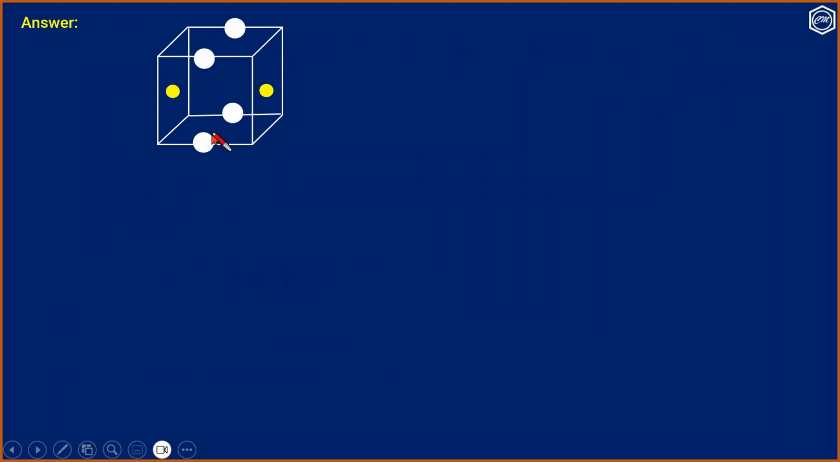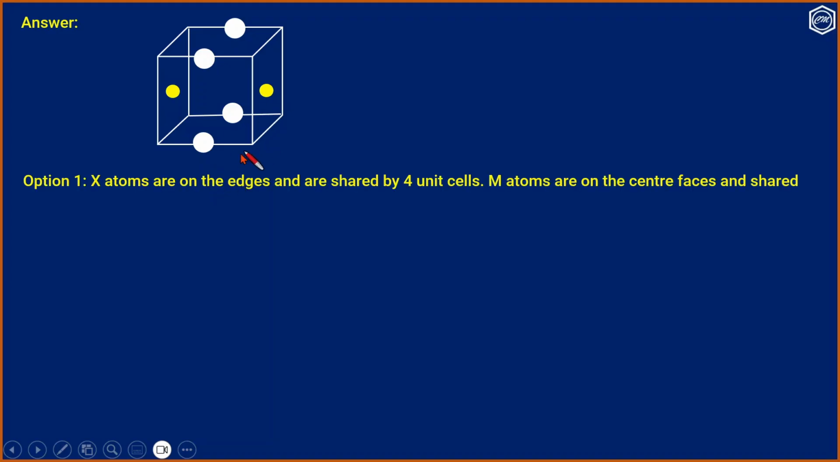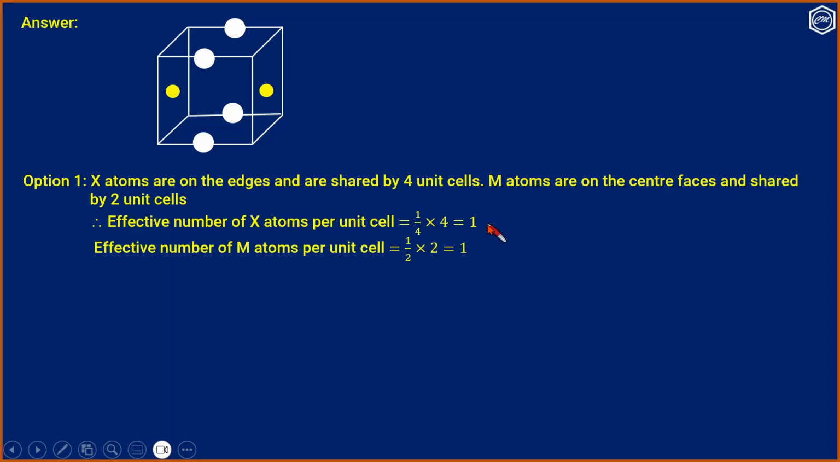So this is the given structure. The white spheres are X and yellow is M. X atoms are on the edges and shared by 4 unit cells. So these X atoms are shared by 4 unit cells and M atoms on the base ends are shared by 2 unit cells only. Therefore, the effective number of X atoms will be 1 by 4 into 4. There are 4 X atoms. So the effective number will be 1.